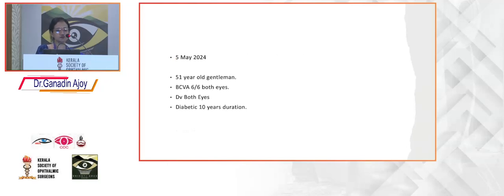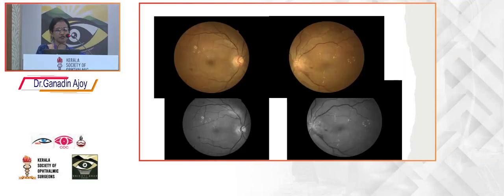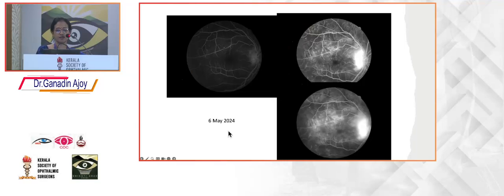Now coming to this particular gentleman, a 51-year-old with best corrected visual acuity of 6/6 in both eyes. He came to us with defective vision in both eyes. He is diabetic of 10 years duration, and this is the picture. He has disc edema, sectoral in both eyes. It is not very well seen in this particular image, but the FA, as you can see from the right eye, shows initial hypoperfusion with late leak and even perifoveal, macular leaks.